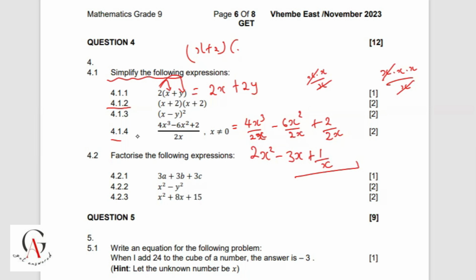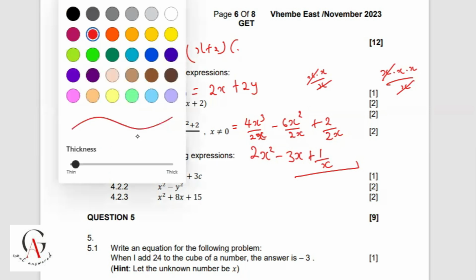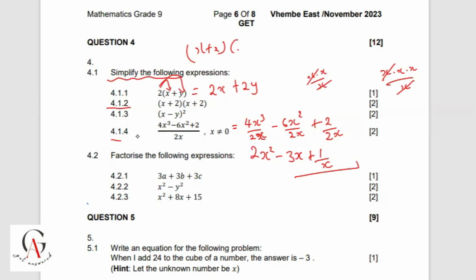Then 4.2, they want us to factorize. Now, factorization is the opposite of expansion. Okay. So now we need to create the brackets so that when we open the brackets, we go back here. So 4.2.1, what do we see that is common? These are 3 terms. We have a 3 everywhere. So take out the 3. I'll have A plus B plus C. And then that is my answer. We cannot add this up because they are not like terms.